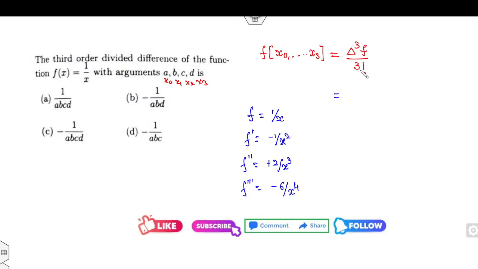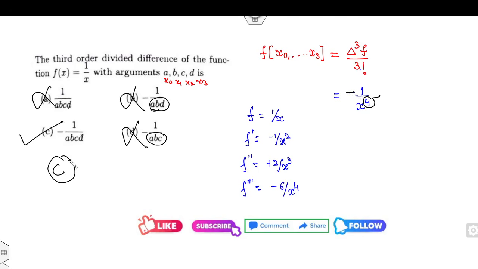If I substitute this, 3 factorial and 6 will be cancelled out. That is x raised to power 4. Now you can see the degree is 4. Look at the answer. This one has degree 3, cancel. All are degree 4, but I need a negative number. So this option is cancelled. Only C is my right answer of this problem. This is the first method.